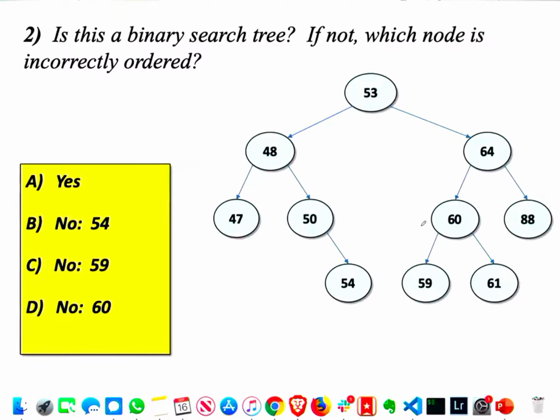All right, another question for you guys. Again, is this a binary search tree? If this is not, which node is incorrectly ordered? Feel free to discuss.